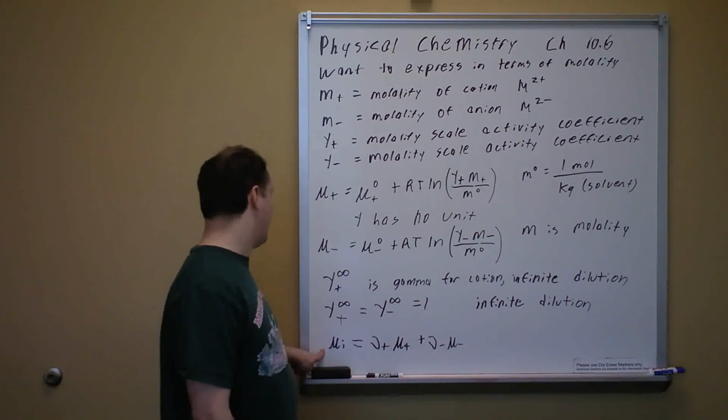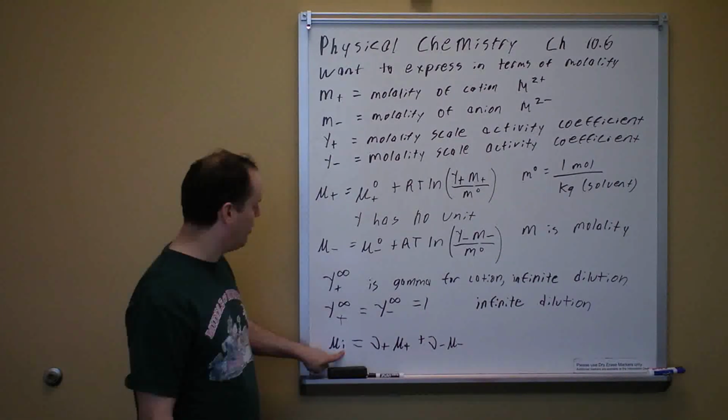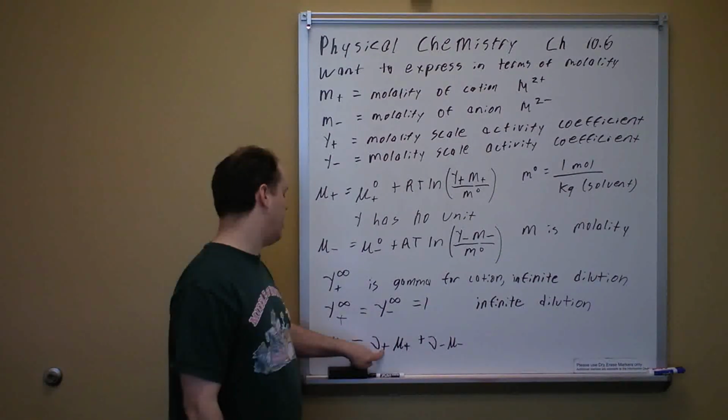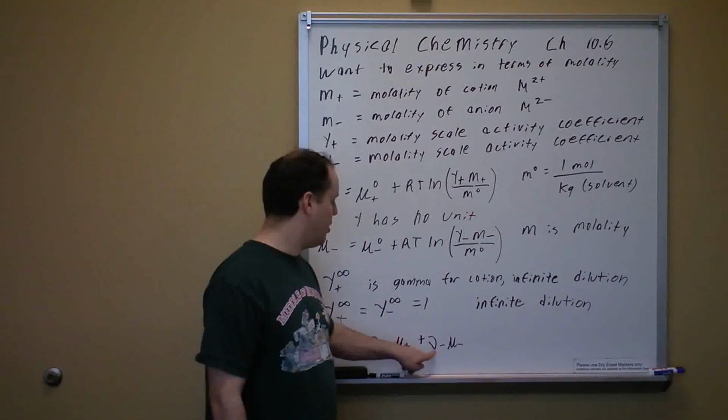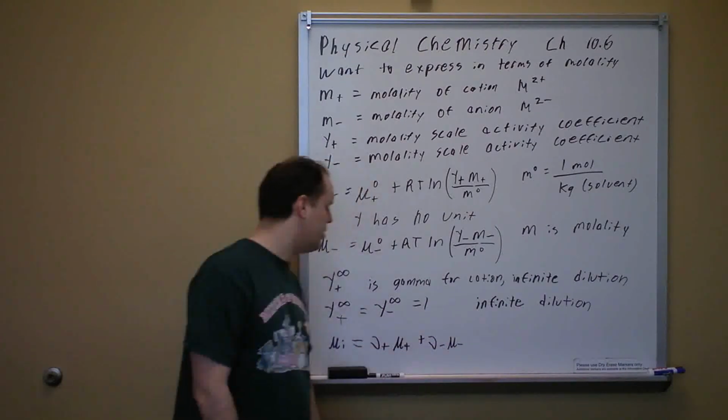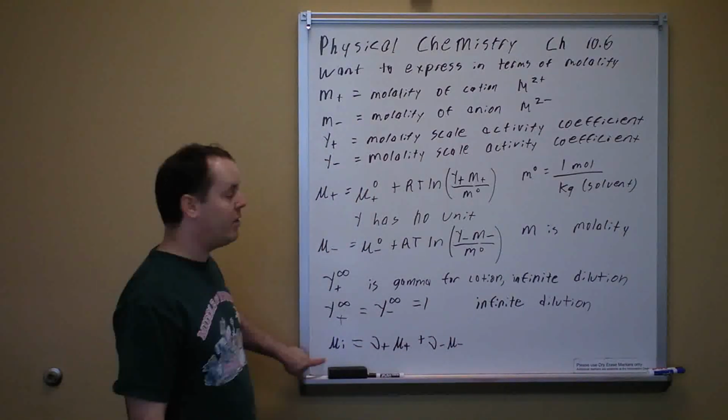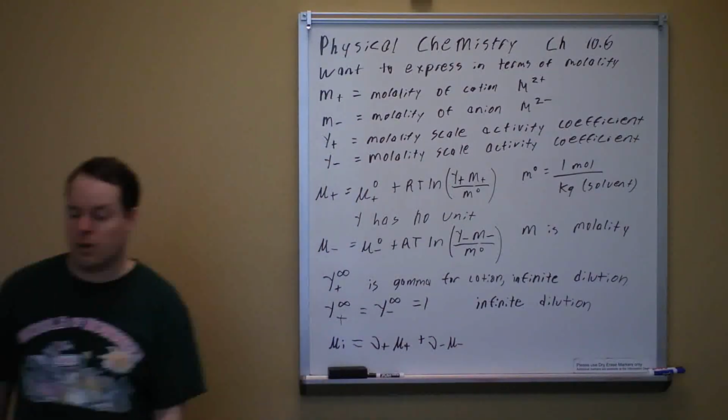And then remember what we had before. Chemical potential of our substance I is equal to the stoichiometric coefficient of the cations times the chemical potential of the cations plus the stoichiometric coefficient of the anions times the chemical potential of the anions. I know I said that before, but we're going to use that again real quick.